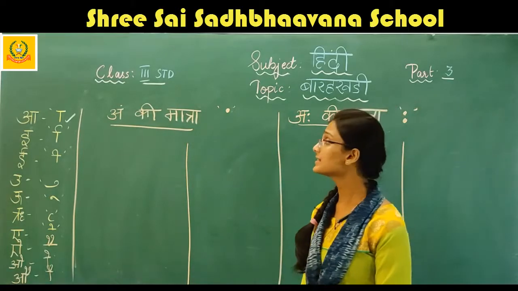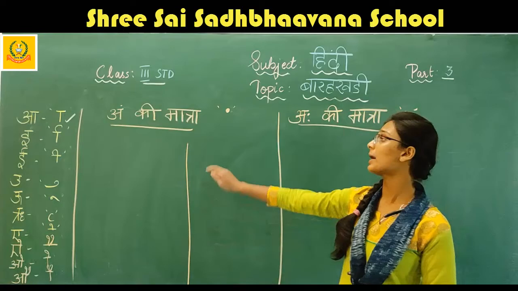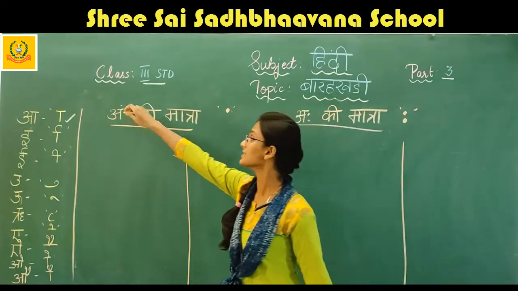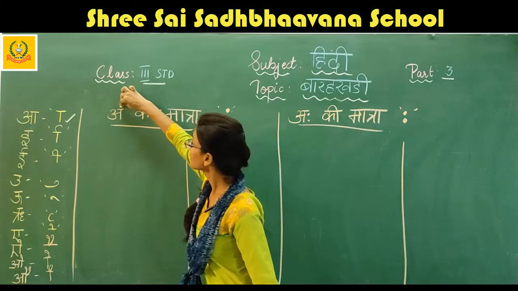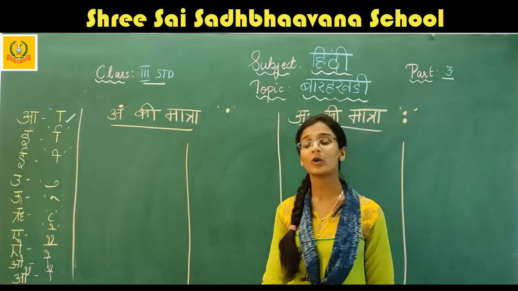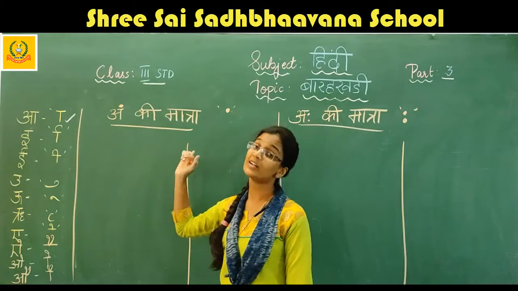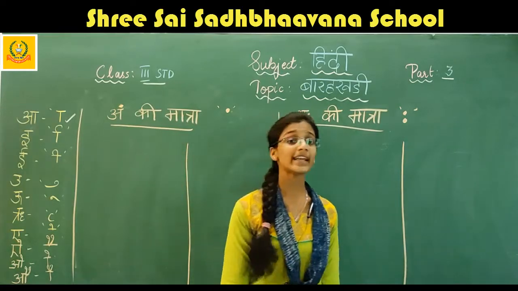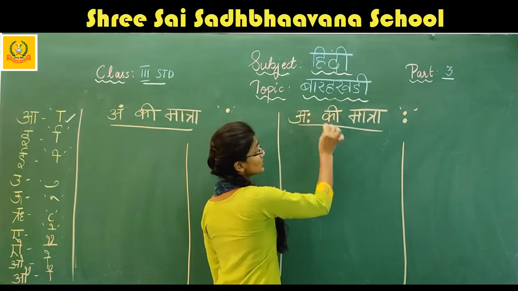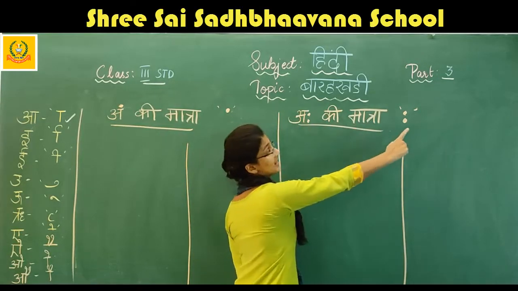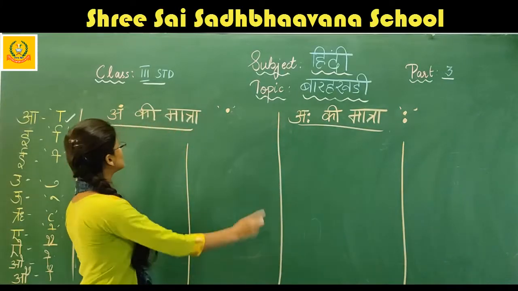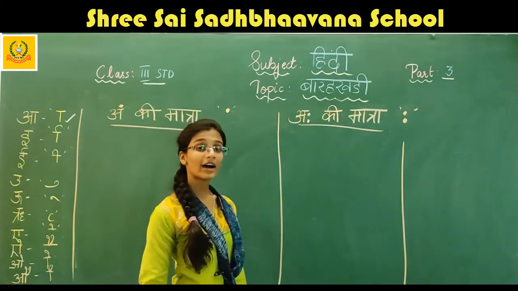So children, let us see what is the symbol of this matra. It is one small dot on the top of the letters like this. Can you see the dot? Yes, like this you'll be having one small dot. Next we have aha. Aha, we have 2 dots. Can you see here? Yes, like this. This is the symbol of aha. Okay. So we'll be seeing these matras.